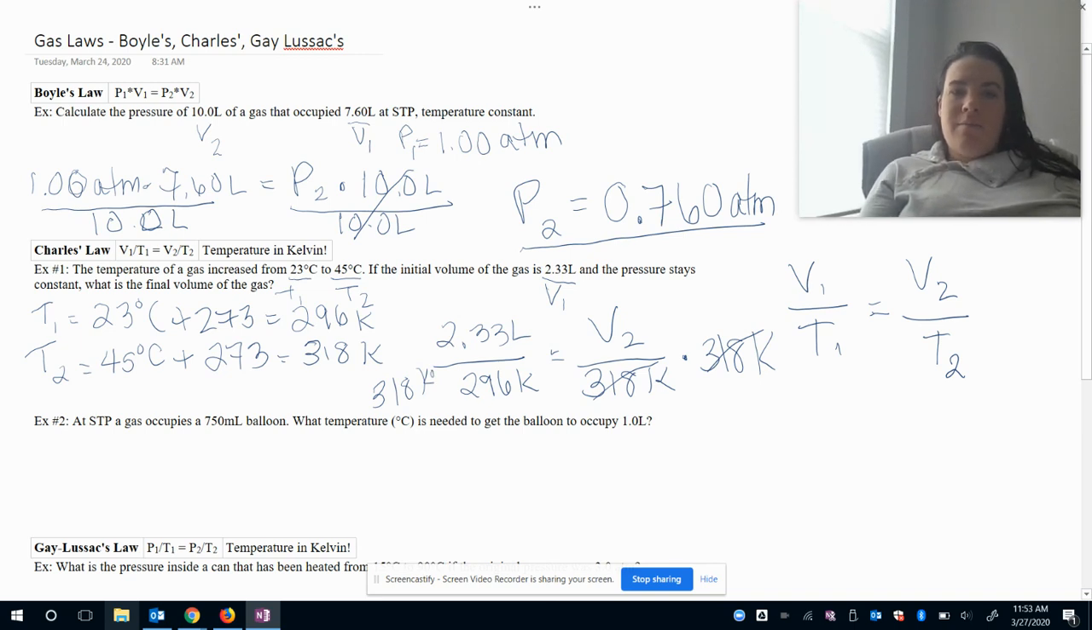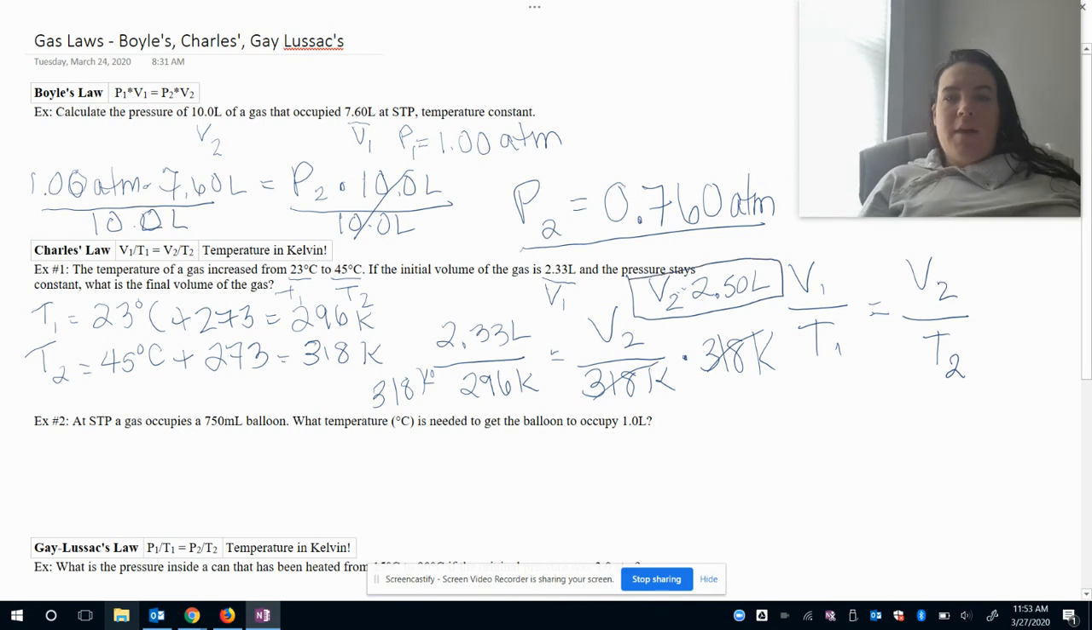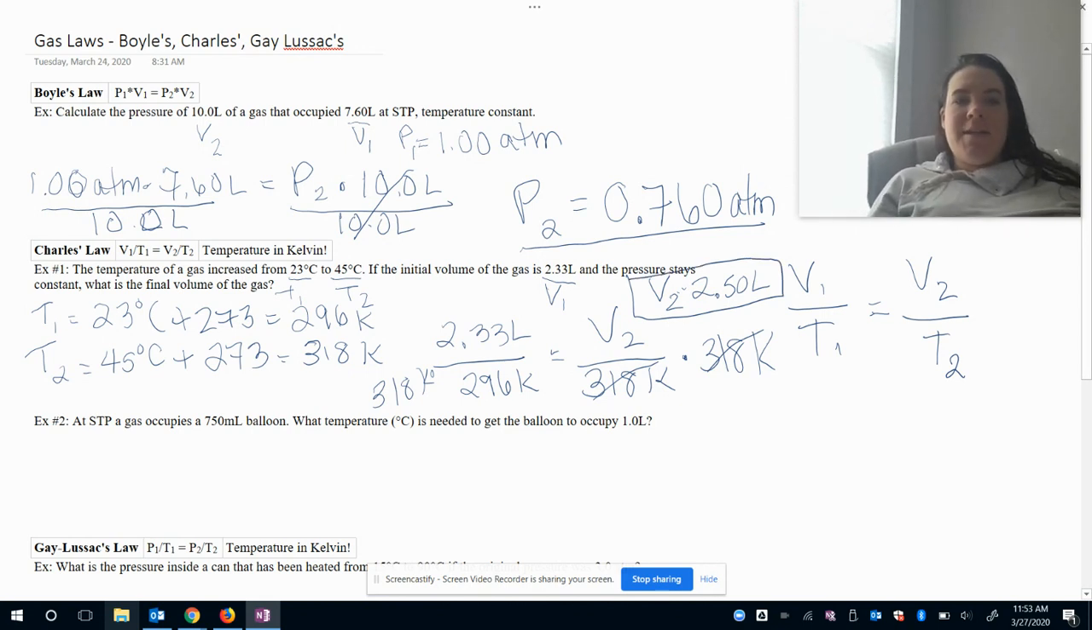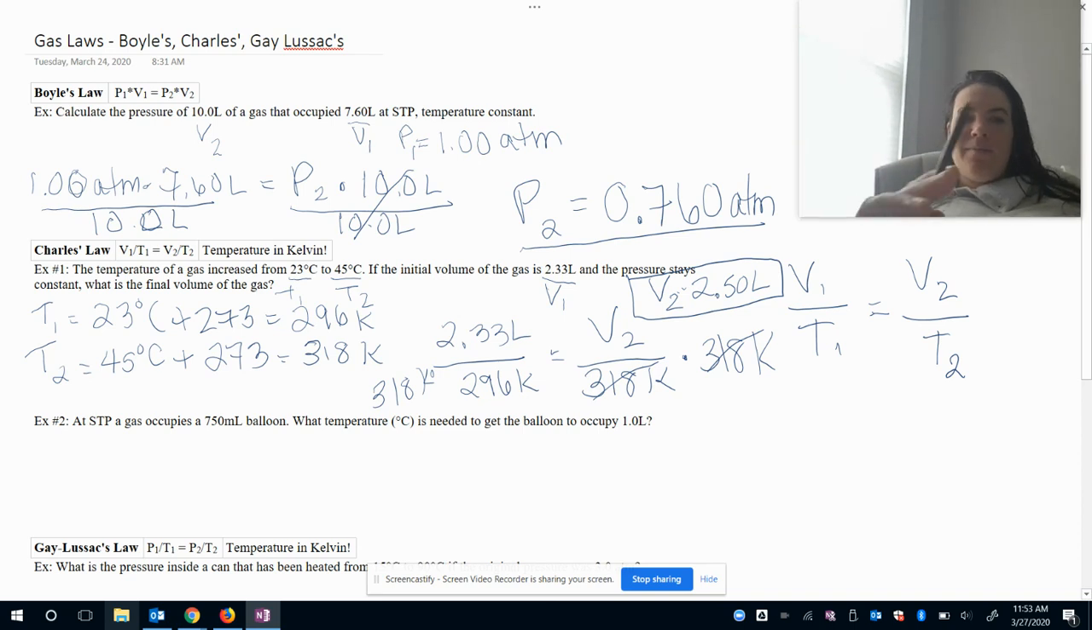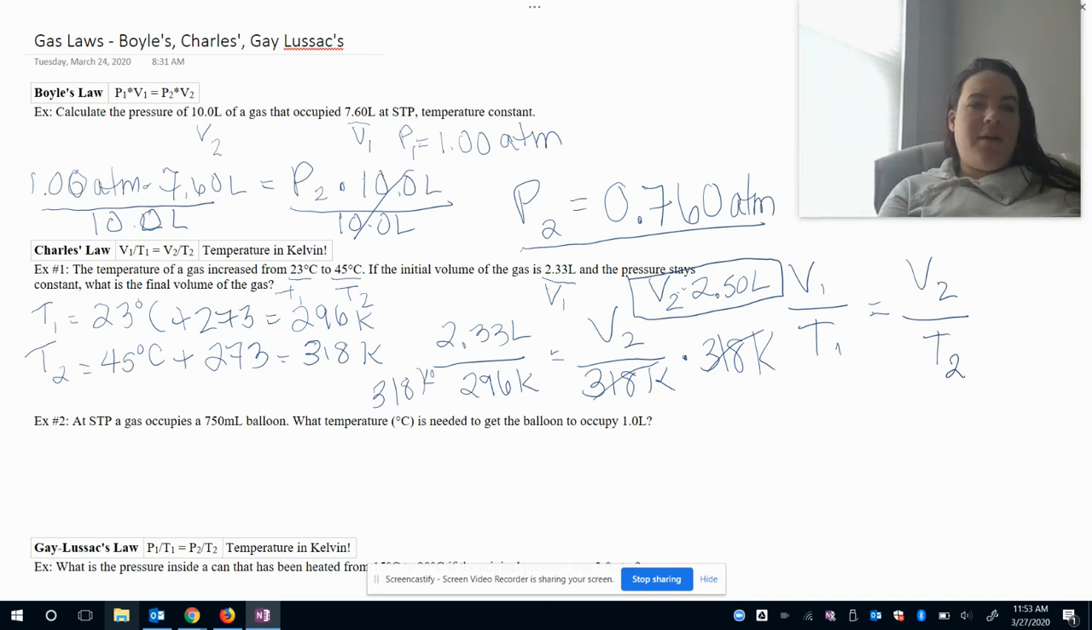And I'm kind of out of space here. Put it right here. So V2 comes out to be 2.50 liters. That's our answer. Okay, so solving for volume is the easier one. Temperature is the one that gets people tripped up because you're going to be solving in the denominator. For that, however you do your algebra, you can do the cross multiplication, that's fine.